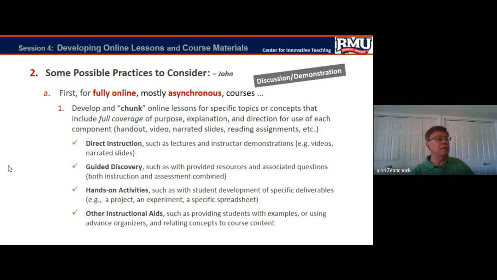And that's whether it's using text, or video, or narrated presentations, or some synchronous sessions or whatever. You still have to make sure that they understand. You can do that by having full coverage of why they're doing what you're asking them to do, explaining to them what you want them to do, giving adequate directions for each component, like why do you have a handout? Why do you have a video? What is it being used for? How are you going to use it? How long is it going to take?